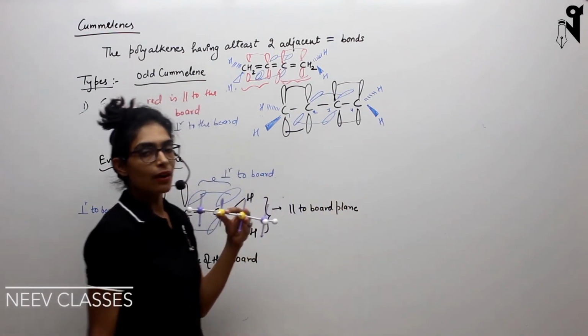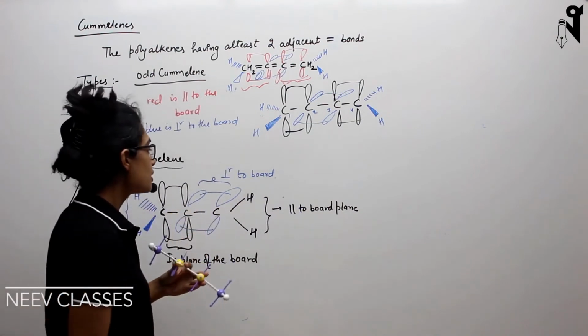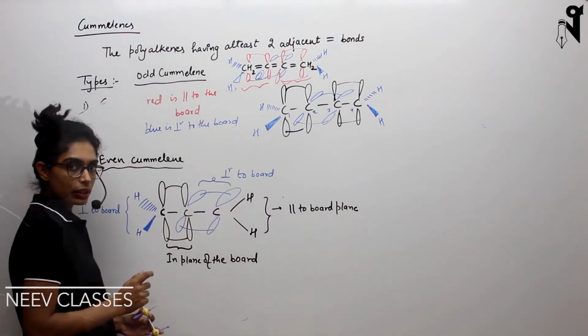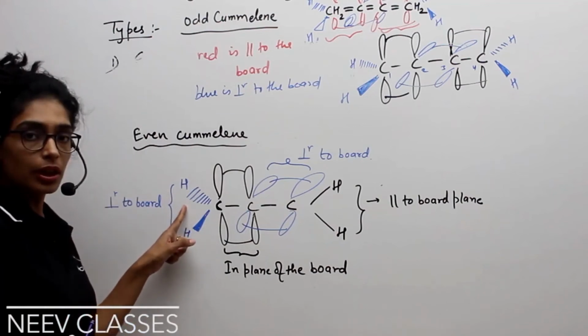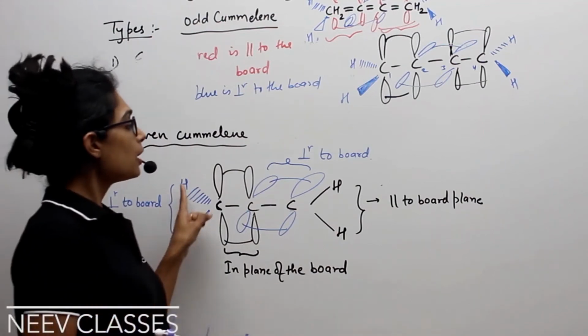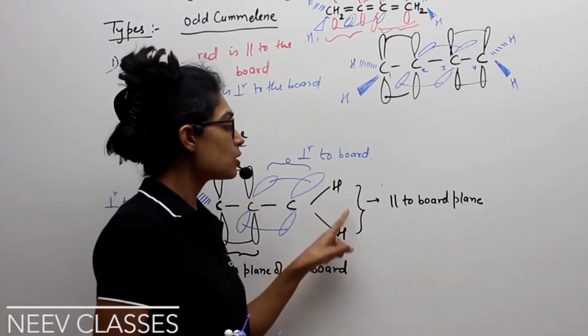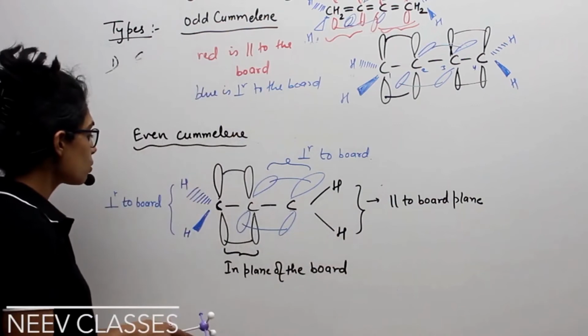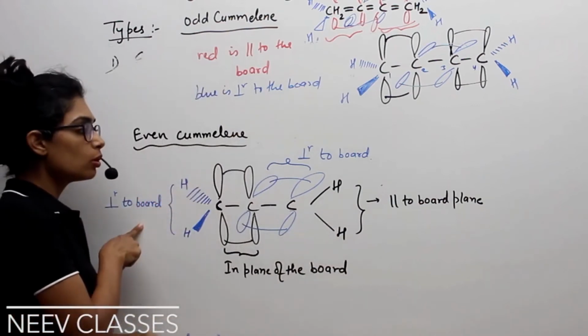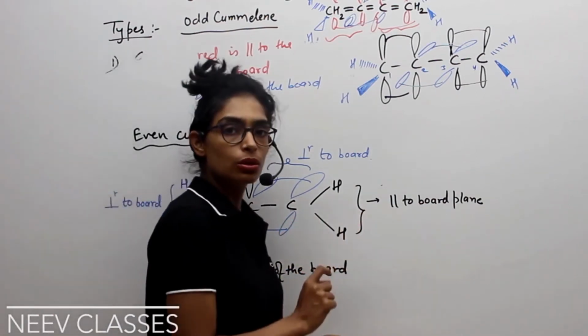So the first two hydrogens are also perpendicular to the board, and last two hydrogens are also perpendicular to the board. So what we have understood through this is, if we take an even cumulene, whatever groups are present on the first carbon in the even cumulene will be in a different plane with respect to the groups present on the last carbon of the even cumulene. Here it was two hydrogens. These two hydrogens were perpendicular to the board, and last two hydrogens are parallel to the board.